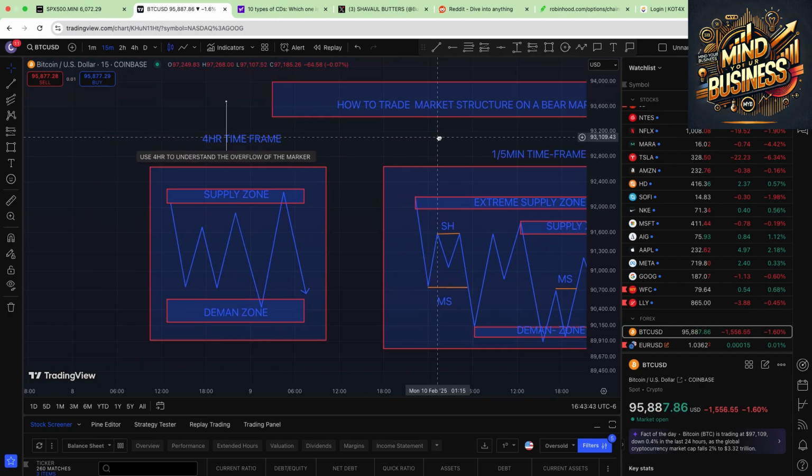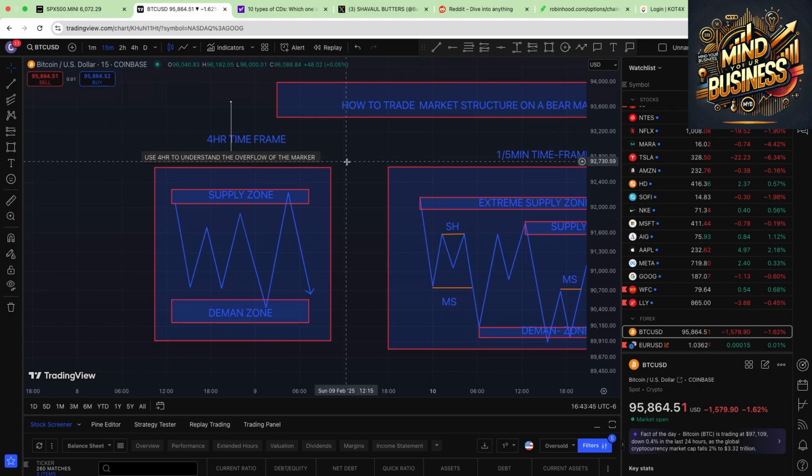So the first thing you guys really want to do: we use two time frames. We use the 4 hour time frame, and we will use the 1 minute or the 5 minute time frame. Like I said, always go on the 4 hour time frame first to understand the overall structure. Use the 4 hour to understand the overall flow of the market.